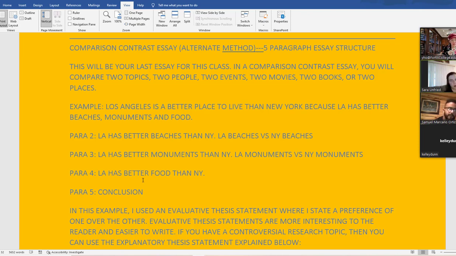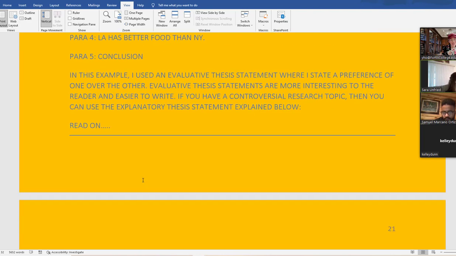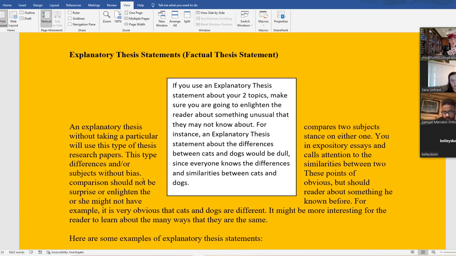Yeah, so basically, if you wanted to write about dogs and cats, you'd say why I prefer one over the other rather than what's the difference. Yes. So that's what that is.